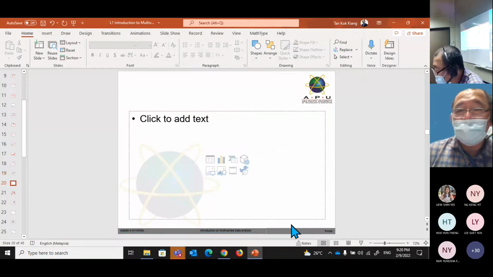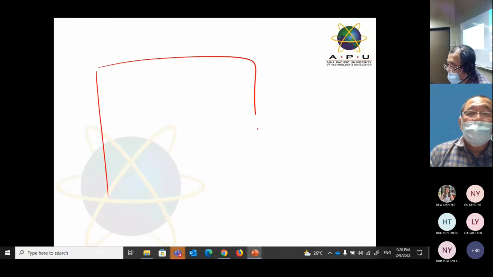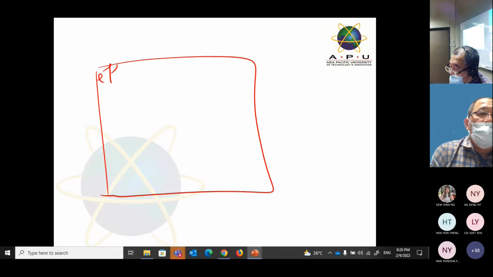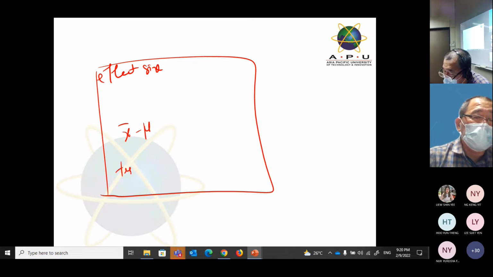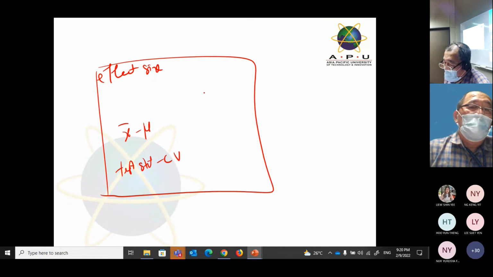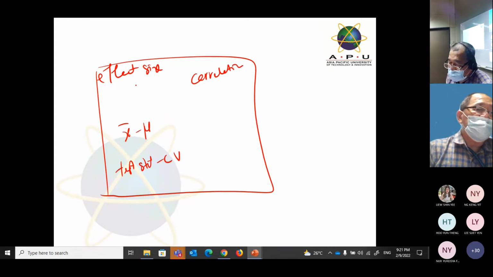Let me give you one more example. Effect size: we discussed one example just now, where we take x bar minus mu. You're right, you can also use the test statistic minus the critical value. Another one, you can also compare the correlation. Therefore, effect size is more general.